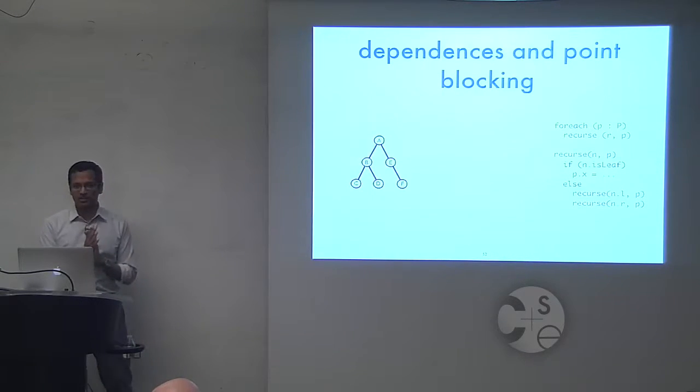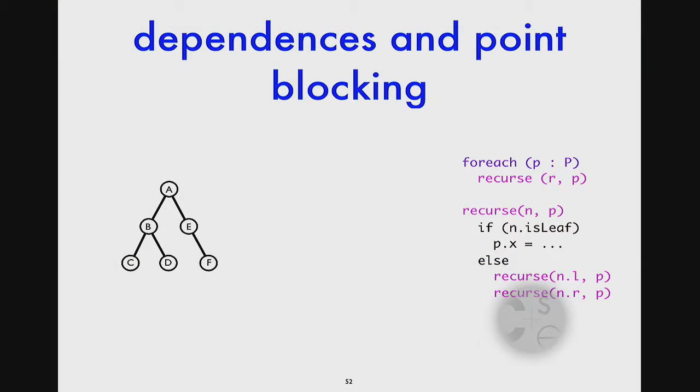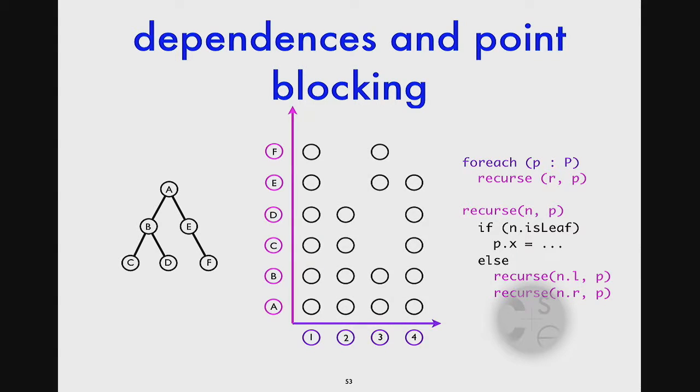So let's reason about dependencies. Let's take our really simple example, where I'm just doing a traversal. Here's a simple tree with just a handful of nodes. And let's put up one of those iteration spaces again. I've turned it on its side just to confuse you, so now traversals are on the x-axis and nodes of the tree are on the y-axis.